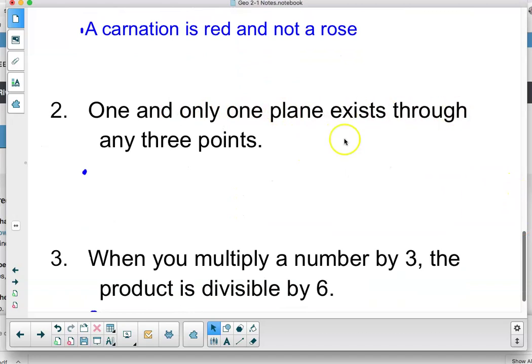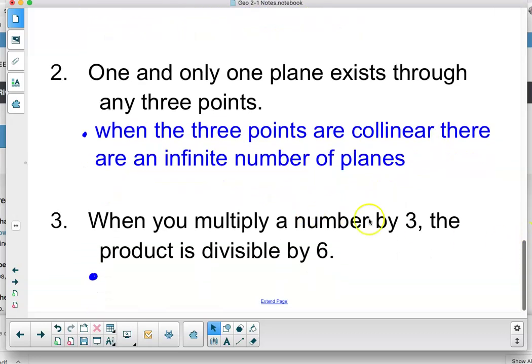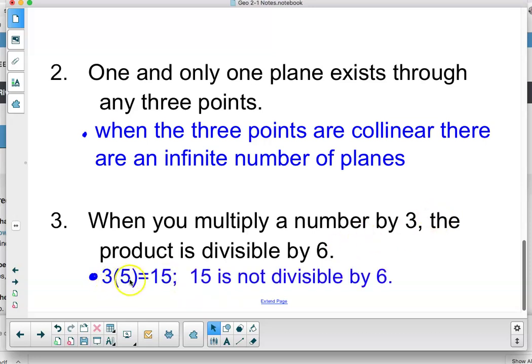One and only one plane exists through any 3 points. That's true, so long as they're not collinear, and we don't say that. When the 3 points are collinear, there are an infinite number of planes through those 3 points. Next: when you multiply a number by 3, the product is divisible by 6. Only if that number had a factor of 2 in it would it be divisible by 6. So 3 times 2 becomes 6. But that is not always true, because 3 times 5 is 15, and 15 is not divisible by 6.